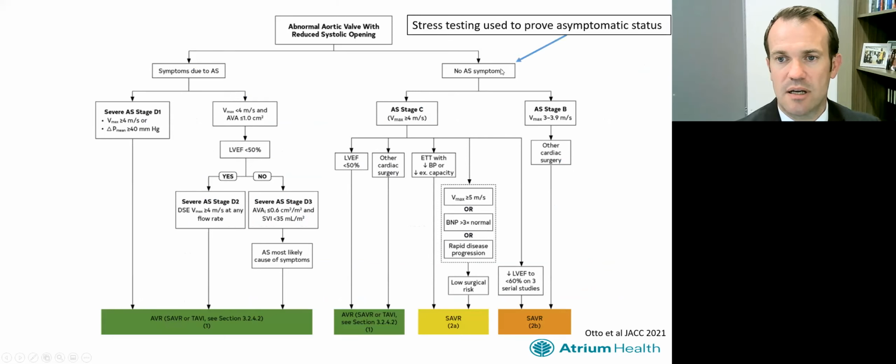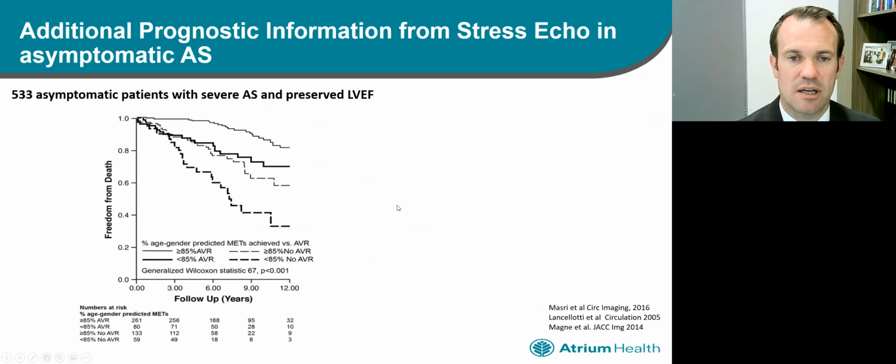So in summary, if they have no symptoms, we're going to use stress testing to prove they have symptoms. And if they have no symptoms, we're also going to go ahead with an AVR if we see a drop in blood pressure or reduction in exercise capacity. Now, we also get additional prognostic information from stress echoes or from any type of exercise test.